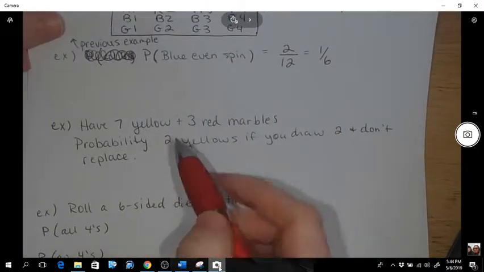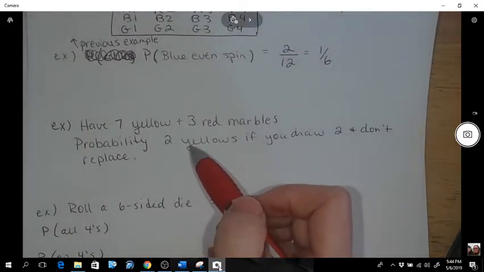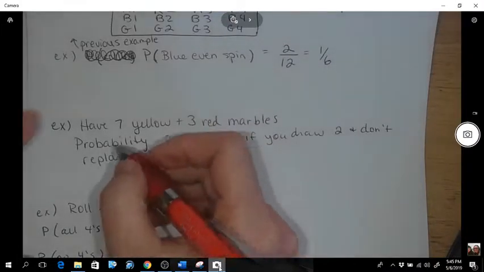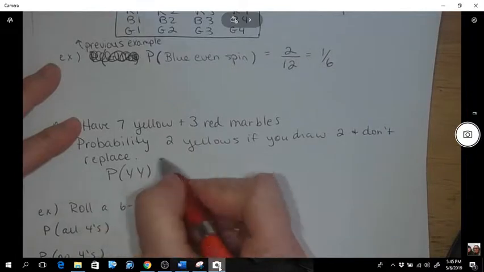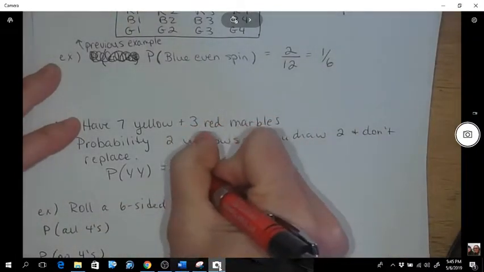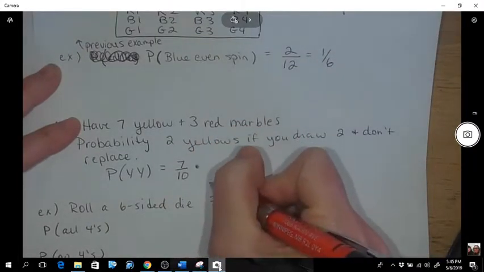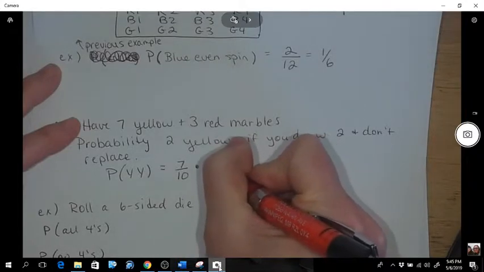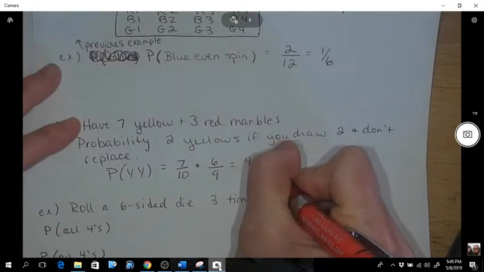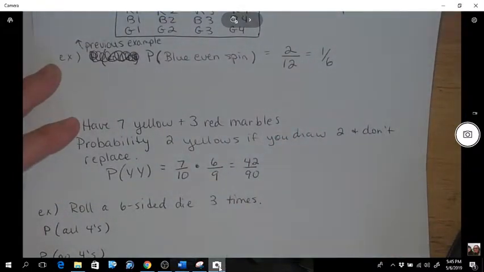Okay, if you have 7 yellow and 3 red marbles in a bag, what's the probability you get 2 yellows if you draw 2 and you don't replace? So probability of getting a yellow, yellow. So you put your hand in the bag and your chance is 7 out of 10 marbles. Okay, and then you go back. Now there would only be 6 possible ways to succeed out of 9. So your probability is 42 over 90.